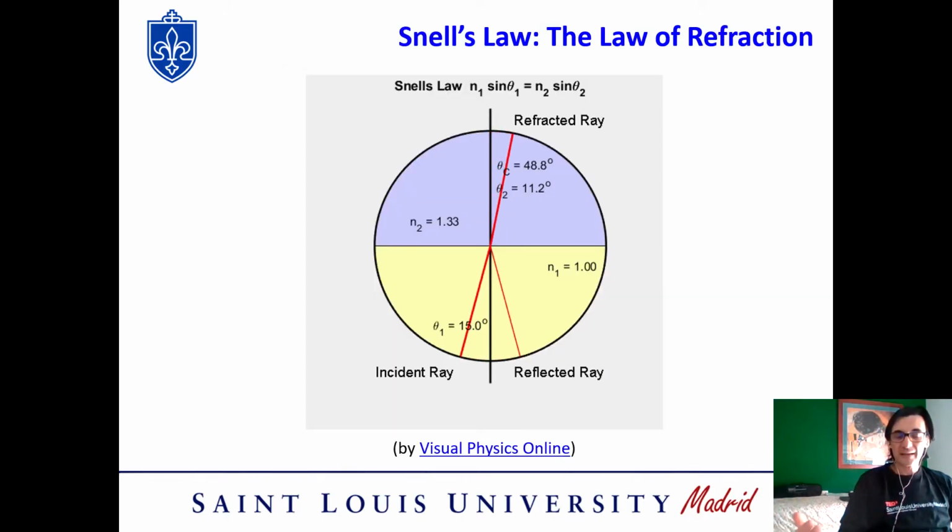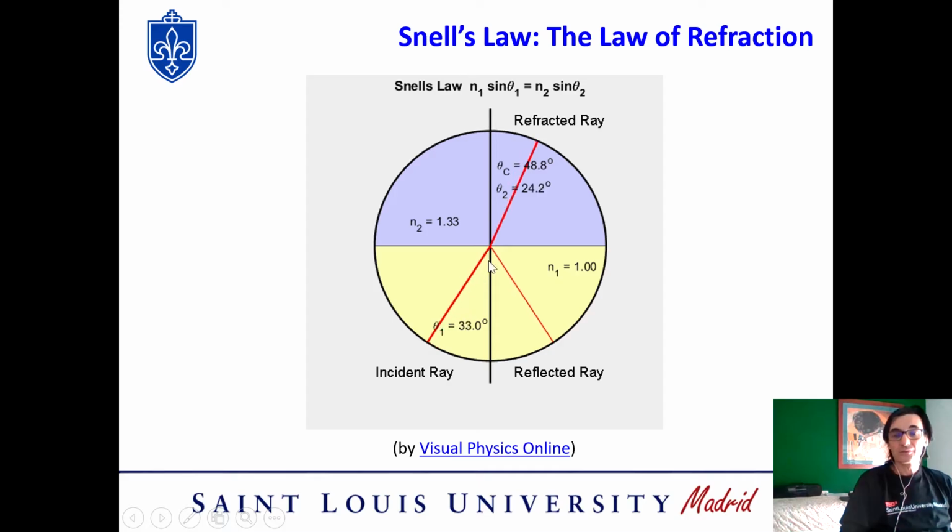The second effect that happens when a ray enters the medium is a deviation. Here on the bottom we have the incoming light from medium number 1, which is, for instance, vacuum. Vacuum has a refractive index of 1 because the speed of light in vacuum divided by the speed of light in vacuum is 1. While here we have, for instance, water. The speed of light in water is lower, therefore the index of refraction of water is 1.33.